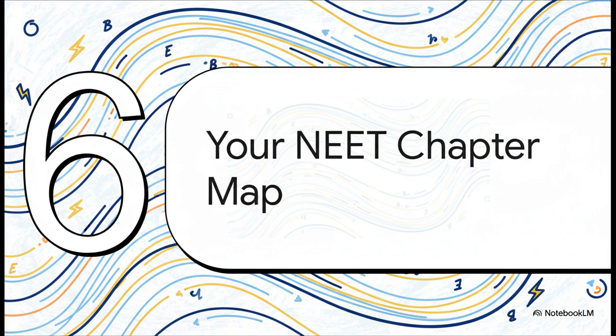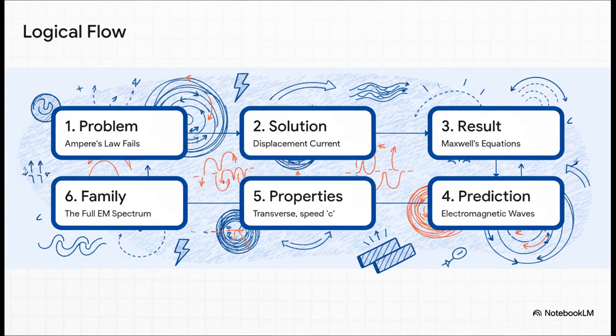Okay, let's pull back and put this all together. To make sure this really sticks in your head for revision, we're going to create a clear, logical map of this whole chapter. This is it, the entire story in 6 simple steps. You start with a problem. Ampere's law was broken. Then you remember Maxwell's brilliant solution, the displacement current. That led to the complete symmetrical equations, which in turn predicted EM waves. Then you just have to know their basic properties. And finally, you understand how they all fit together into the whole EM spectrum. Use this flow, and you'll have this chapter locked down.